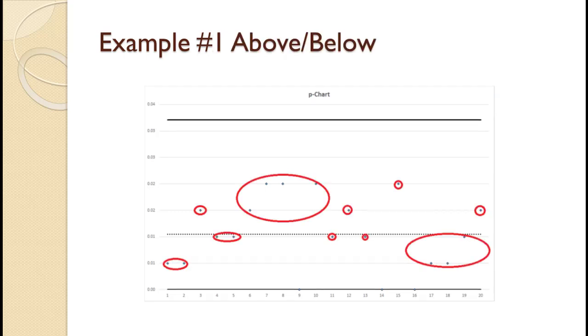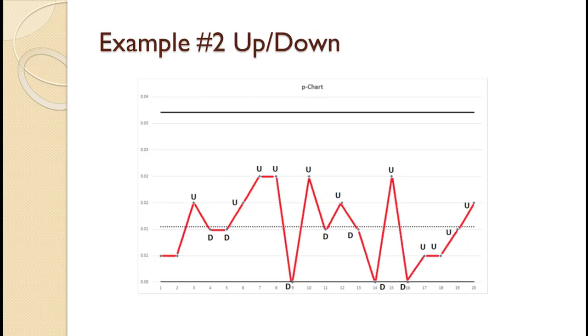This example has 20 points. In the above-below test, there are 10 runs as shown on the slide. The up-down test is shown on the slide. This one is somewhat tricky. Some of the points are beside each other and have the same value, so they do not go up or down. You can see this in points 1 and 2.